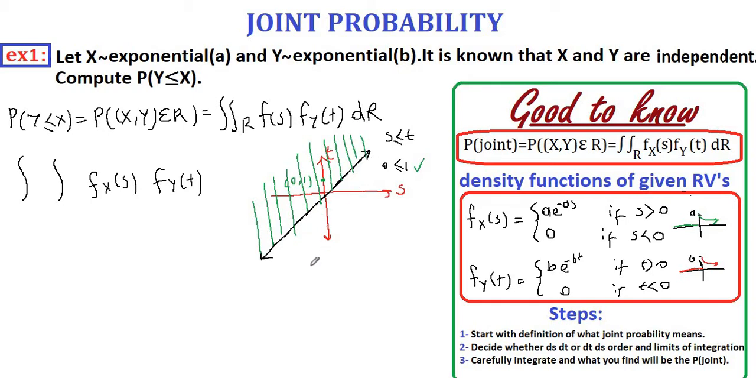Now we're going to decide the limits of integration and the ds dt order. This is easier to integrate in the t direction. Our lower boundary, lower curve, is t equals s. So starting from s to infinity on the upper boundary, and from left to right it is negative infinity to positive infinity. This line is going to infinity, coming from negative infinity. So our limits of integration will be naturally dt ds.